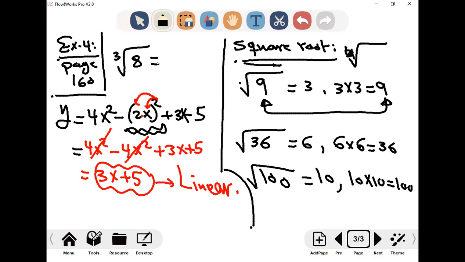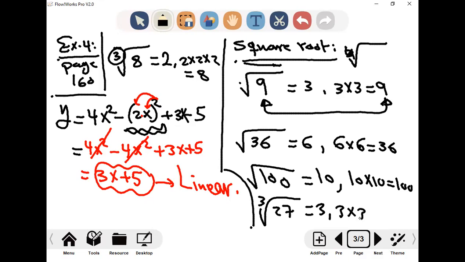How about the cubic root? Cubic root of 8 is 2. Why? Because 2 times 2 times 2, 3 times, equals what? Got it? Cubic root of 27 is 3, because 3 times 3 times 3 equals 27. So if it's a 3, the answer should be multiplied by itself how many times? 3 times. Let's do the check.